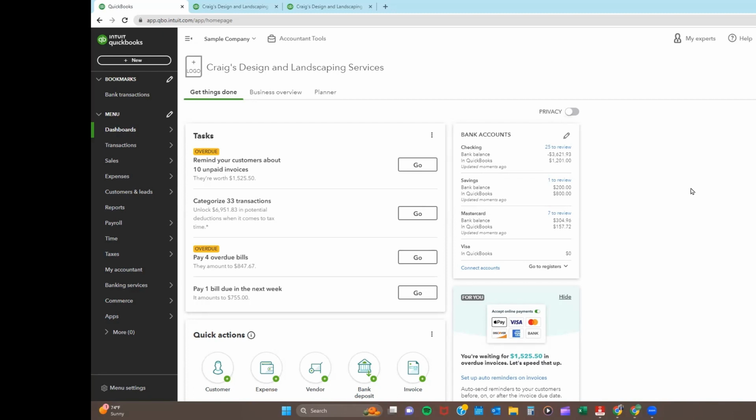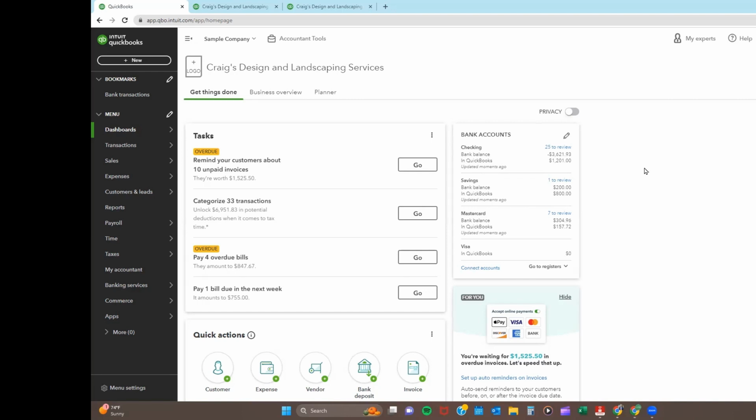So we got the sample company, Craig's Design and Landscaping Services. Before we jump in, let's get to know Craig and his business. So what does that tell us? He's most likely going to be a service business. He's going to be cutting grass, mowing lawns, most likely going to be out and about. So he's not going to be selling a good. He's actually going to be providing services.